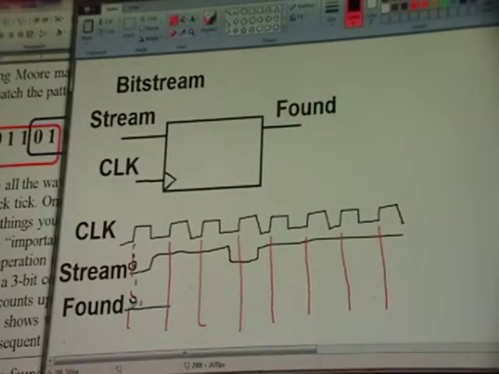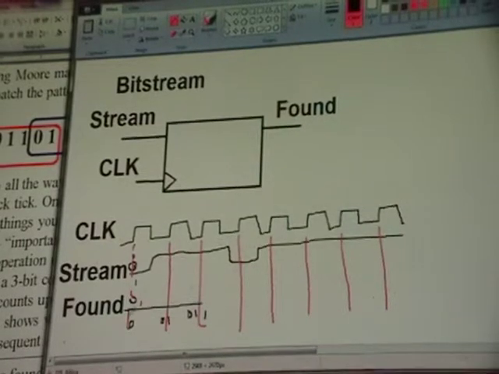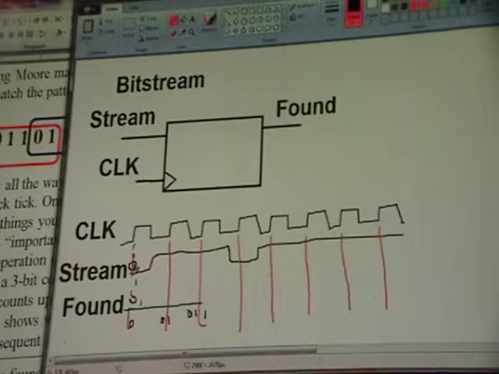So on this clock edge, it's only seen a 0. So it's seen the first bit. Next clock edge, it sees the second bit. Okay, so right here you've seen a 0, 1. Here you've just seen a 0. On this third clock edge, now you've seen a 0, 1, 1. And how that works is on the first clock edge, you look at stream. On the clock edge, it sees a 0. Next clock edge, it sees a 1. Next clock edge, it sees a 1.